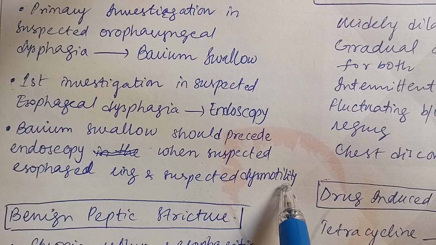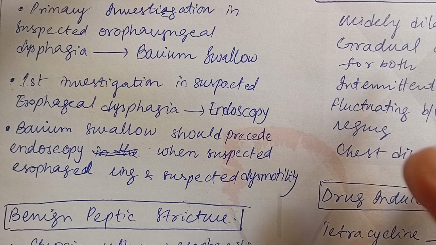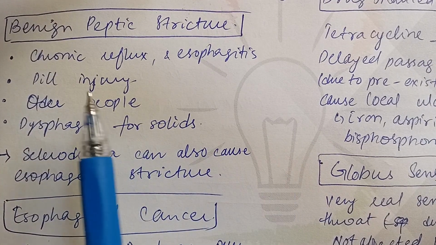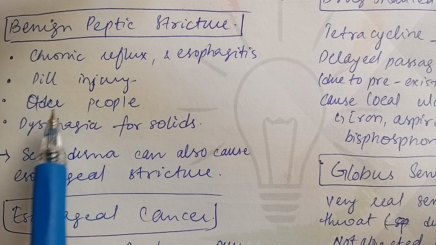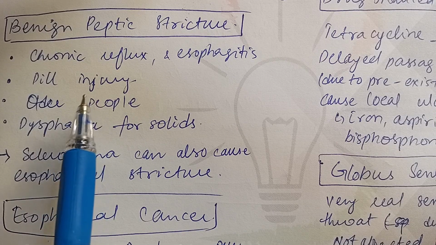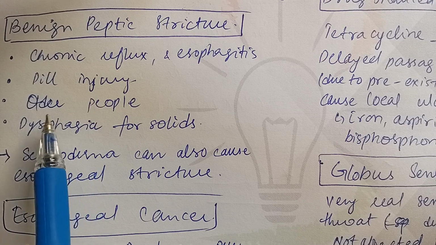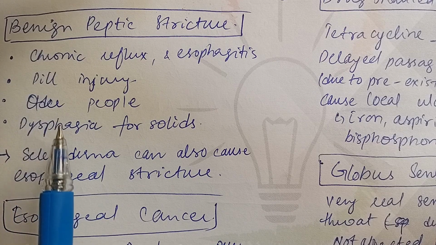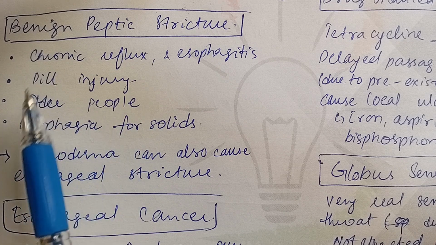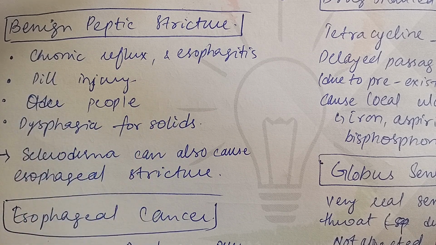Now, coming towards individual causes of dysphagia, starting with benign peptic stricture. Benign peptic stricture can be caused by chronic reflux esophagitis and pill injury. I will explain it later. Older people take time to swallow medicine, and iron tablets are difficult to swallow. Benign peptic stricture presents with dysphagia for solids, actually. Scleroderma can also cause esophageal stricture.